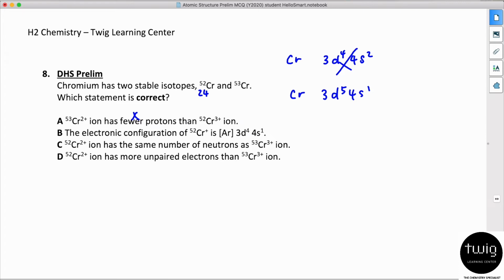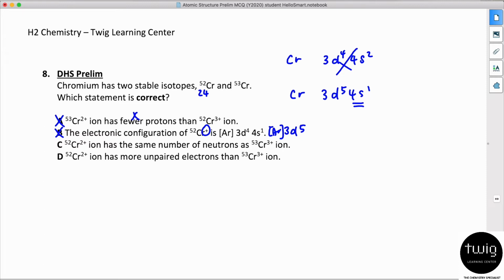So they should have the same number of protons. Okay, the configuration for Cr+, in fact, you have to remove from the 4s, then the 3d, when it becomes a plus. So it's supposed to be 3d5, not 3d4. It's 3d5 because you're taking away an electron from the 4s. So this is also wrong. All right, B is wrong, A is wrong.